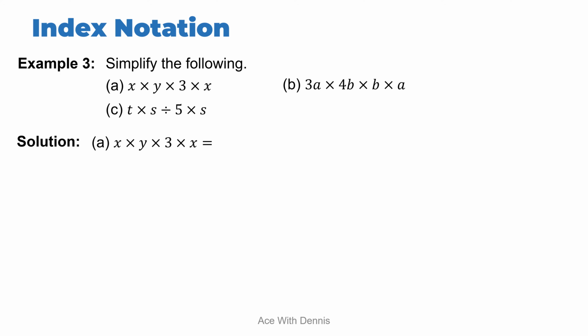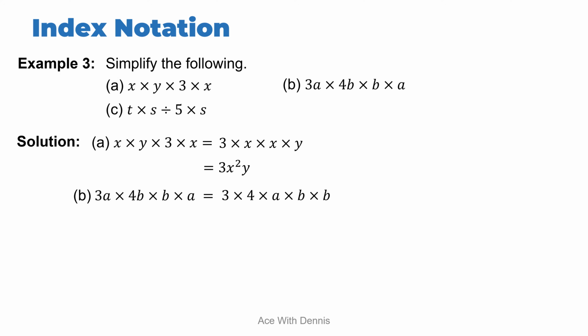Here is the solution. For A, x times y times 3 times x can be rewritten as 3 times x times x times y, which is 3x squared y. For B, 3a times 4b times b times a can be rewritten as 3 times 4 times a times b times b, which we get 12ab squared. For C, t times s divided by 5 times s can be written as t times s over 5 times s, which we get s squared t over 5.